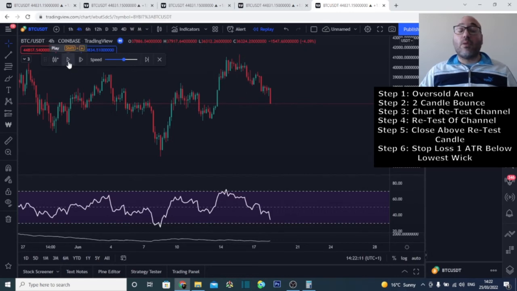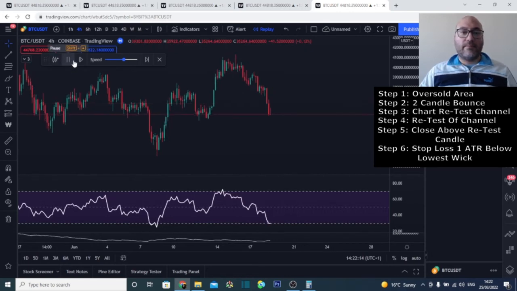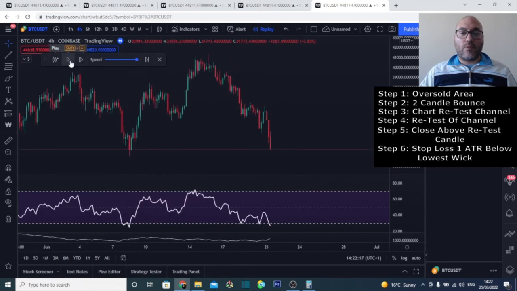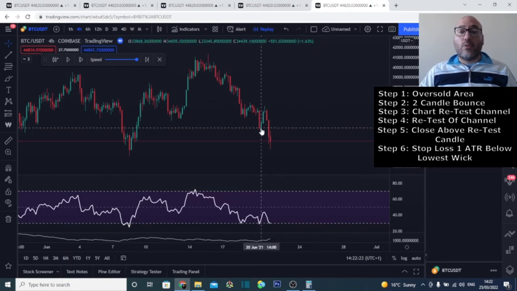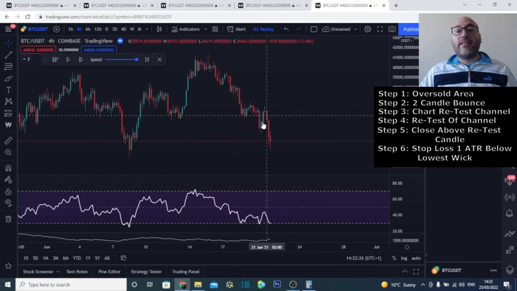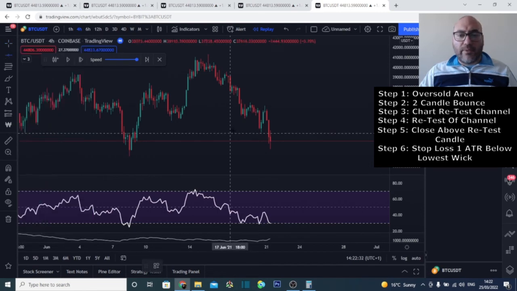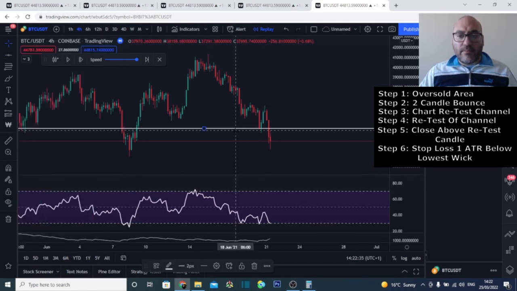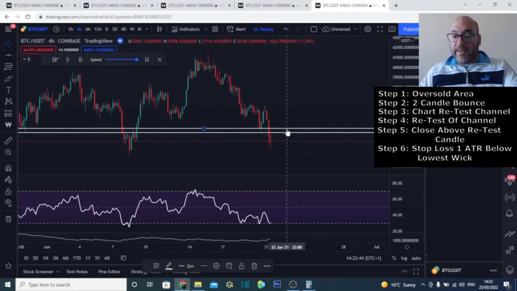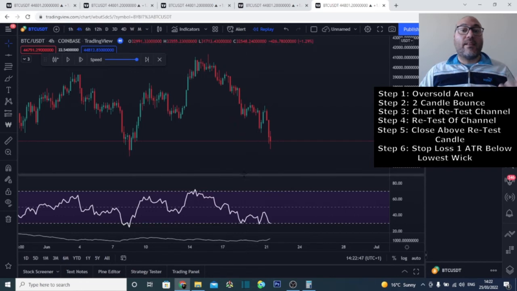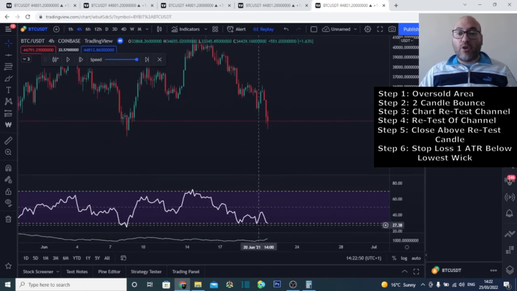Again, we want an oversold area in the RSI, which we got here. And we want 2 candles or more hitting the support and bouncing from it. So we're gonna move to step 3, which is charting the line. And as you can see, we got a close below that channel, so this trade is invalid, but we're gonna still search for that entry because we are still in the oversold territory. So let's move again.